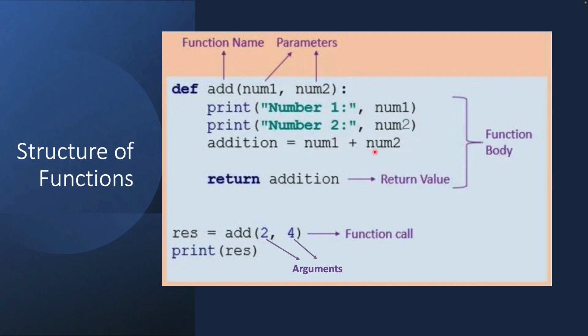Okay, and when this statement is executed, then addition is going to have some sort of a value, and that's what gets returned to the function call. And then whatever gets returned is going to be a value. We're going to assign it a variable name called res, and then we're going to print it out. Okay, so this again is the basic anatomy of the structure of a function.